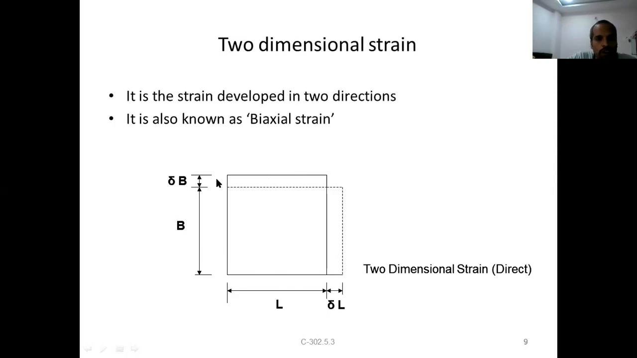So that's why only in two directions there may be a considerable amount of deformation, along the length direction as well as along the width direction. So in this case, the strain along this direction is delta L by L, along this direction delta B by B.